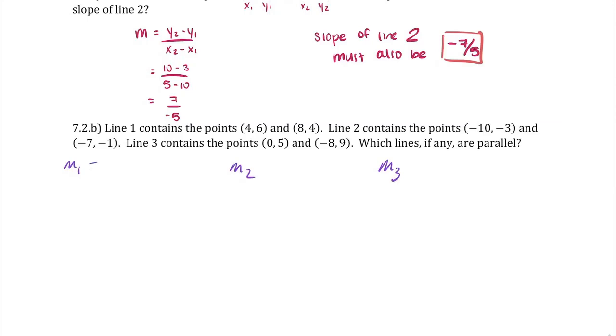I'm not going to write out the whole formula each time because we don't have that much space. But we're still doing y2 minus y1 over x2 minus x1 in each case. Label your points if you would like. So we have some x1, y1, x2, y2 a few times. Okay, so we get 4 minus 6 over 8 minus 4. And of course we always want to reduce. So we get negative 2 over 4, which gives us negative 1/2.